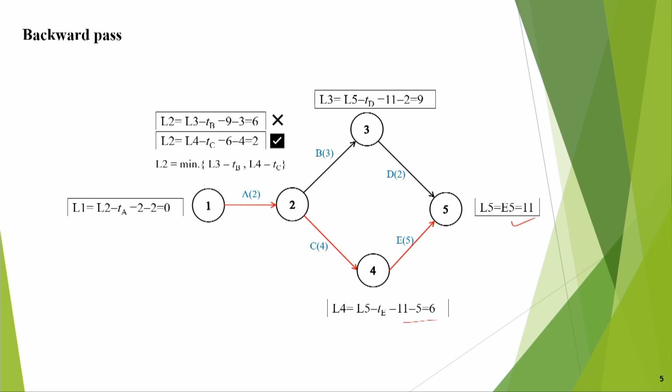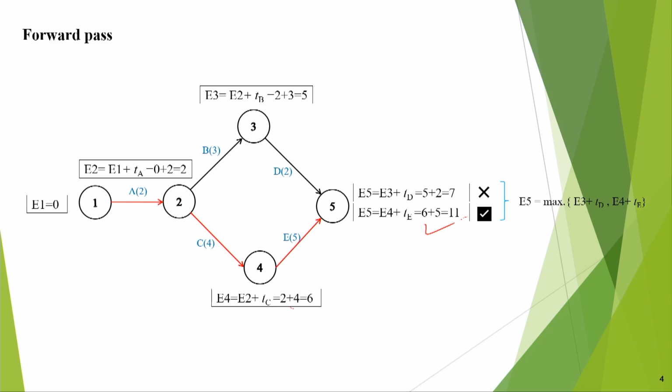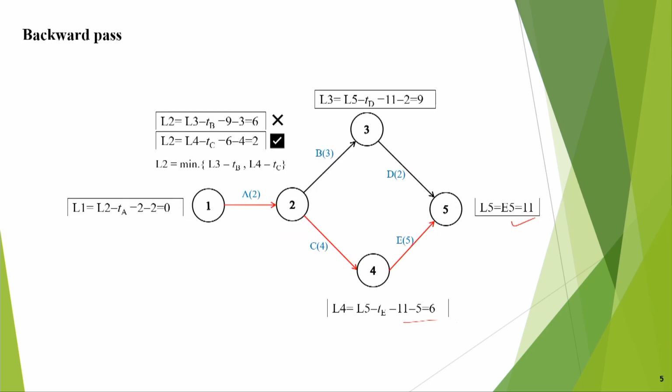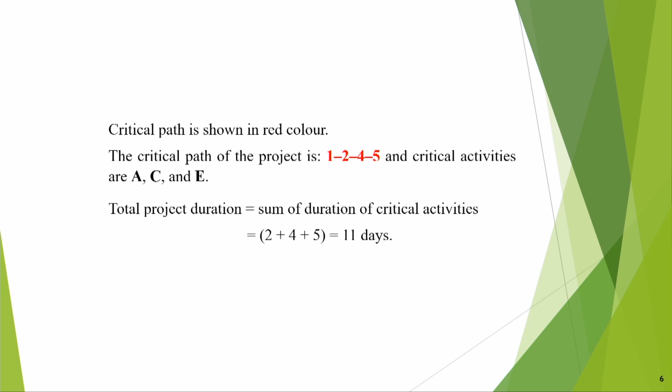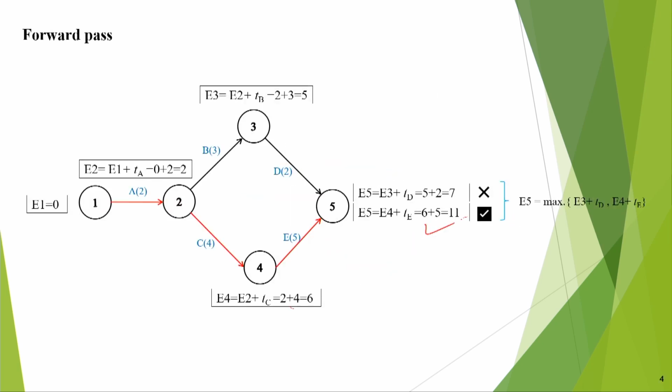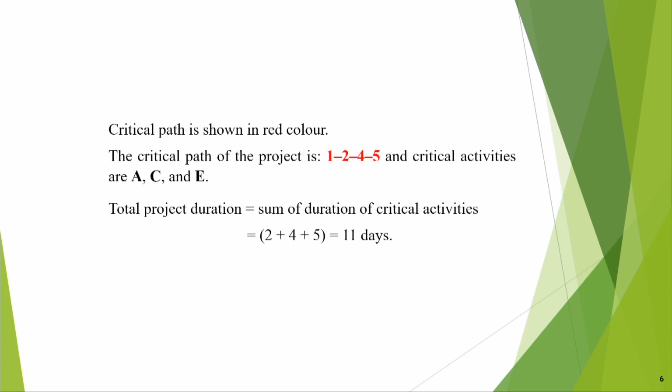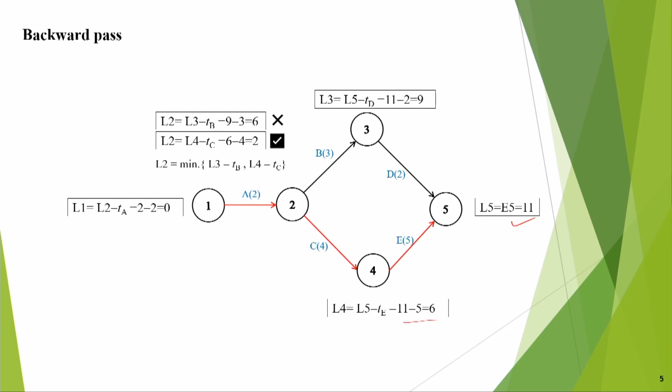I have not shown both in the same diagram, but you can compare: forward pass, these are the times; backward pass, these are the times. So, the critical path is shown in red color. I have already shown in the beginning that ACE is the critical path of the project. A is basically 1 2, so we can say 1 2 4 5, and the critical activities are A, C, E. See that this is the critical path. This is shown by red color already.